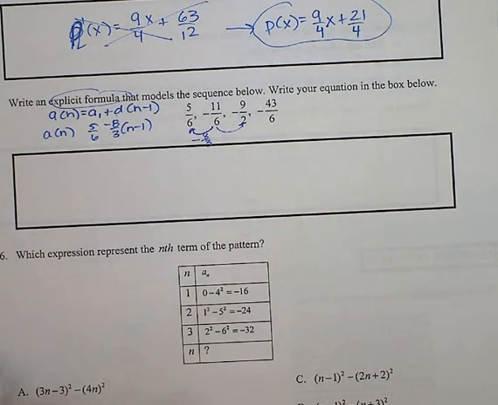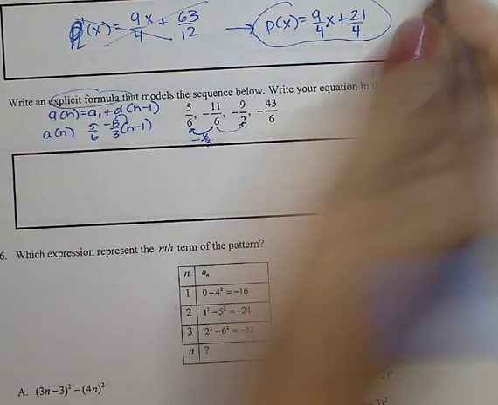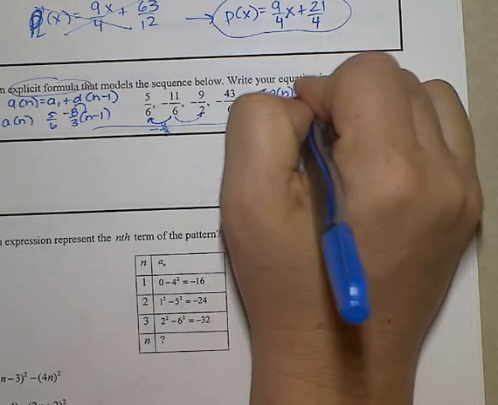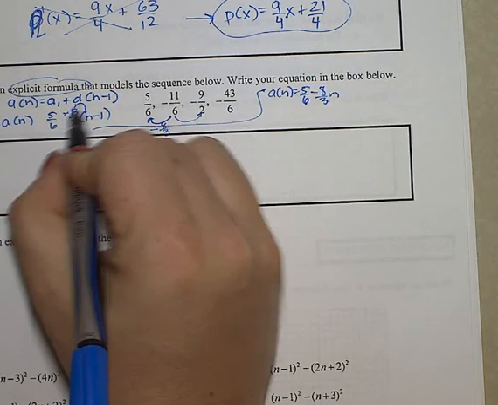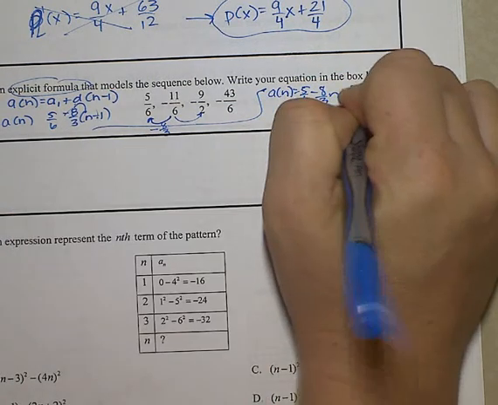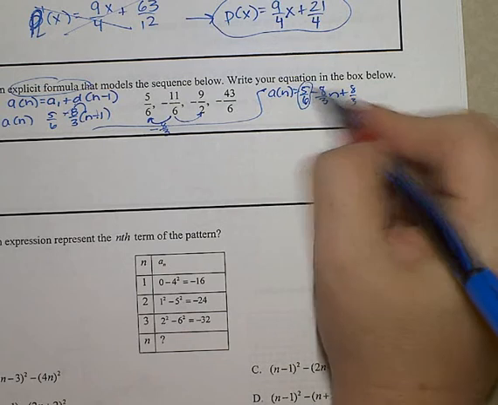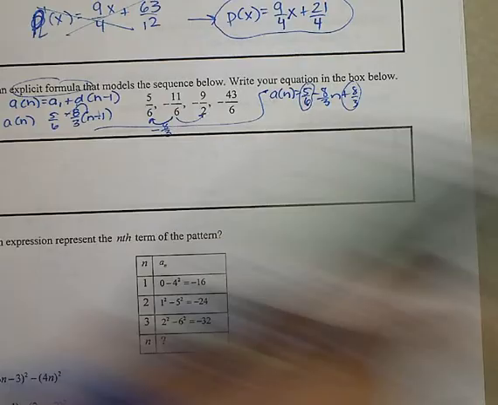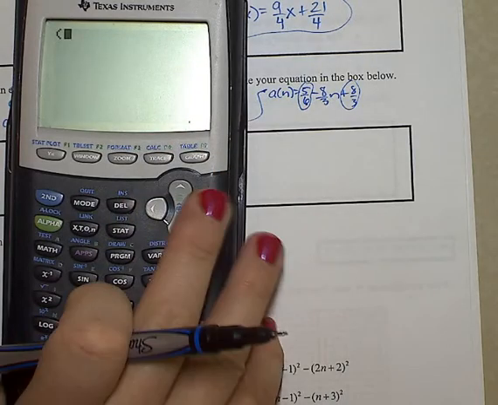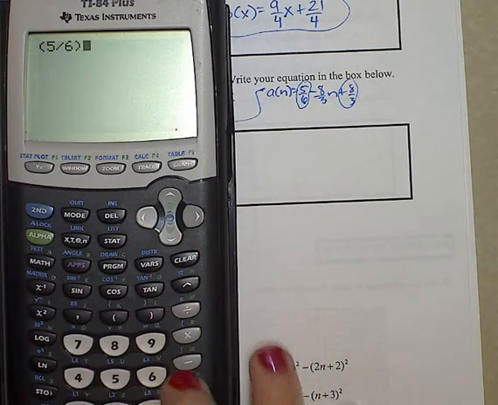So I'm going to distribute here. I'm going to come way over here and do the work. I have A of n equals 5/6 minus 8/3 n, a negative times a negative is a positive, plus 8/3. Now I need to combine like terms. I'm going to use the calculator to do that. I'm going to combine 5/6 plus 8/3. In parentheses, 5 divided by 6 plus 8 divided by 3.